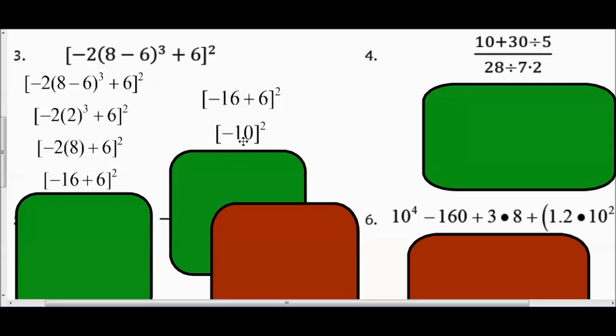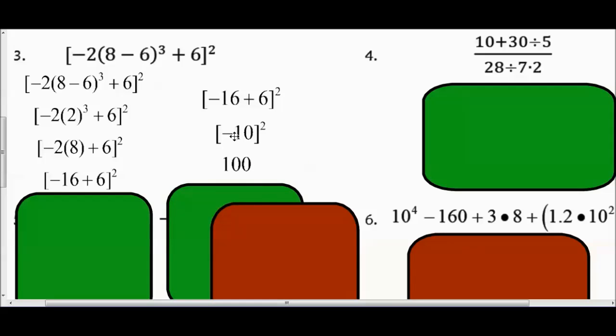If there were no brackets here, if there's no grouping symbol there, then the negative sign stays. If we have it in parentheses, it's negative 10 times negative 10 or positive 100.